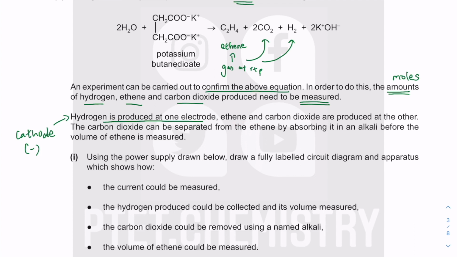Ethene and carbon dioxide are produced at the other. The other refers to the anode. The anode attracts anions, which are negatively charged, so the anode itself is positively charged. Now you have carbon dioxide and ethene, which can be separated. You absorb it in an alkali, and that will absorb CO2, because CO2 is an acidic oxide, but ethene itself is not acidic or alkaline.